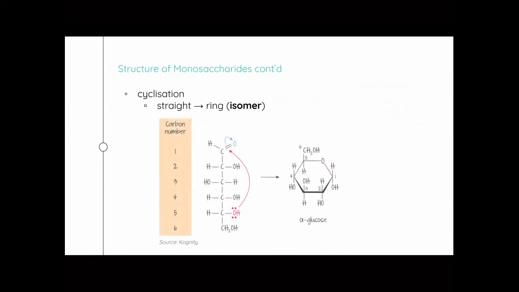In aqueous solutions, the straight-chain forms of the sugar undergo an internal reaction, also known as cyclization, to form a ring structure known as hemiacetal or hemiketal. It is important to note that the molecular formula remains the same, as only the bonds are rearranged. This is known as an isomer.